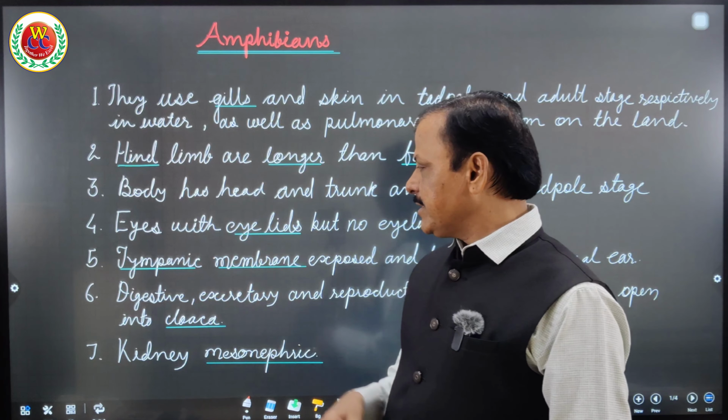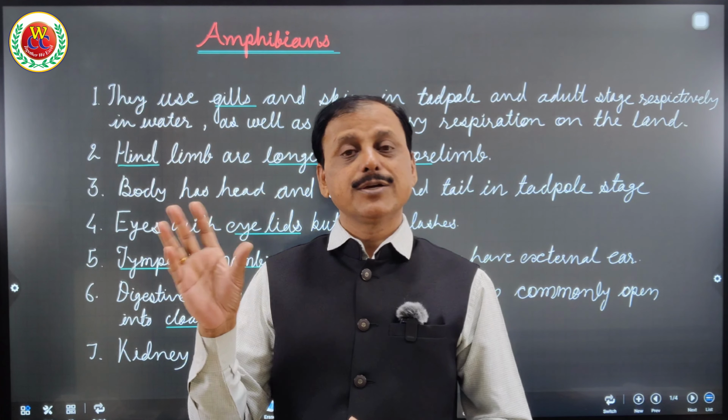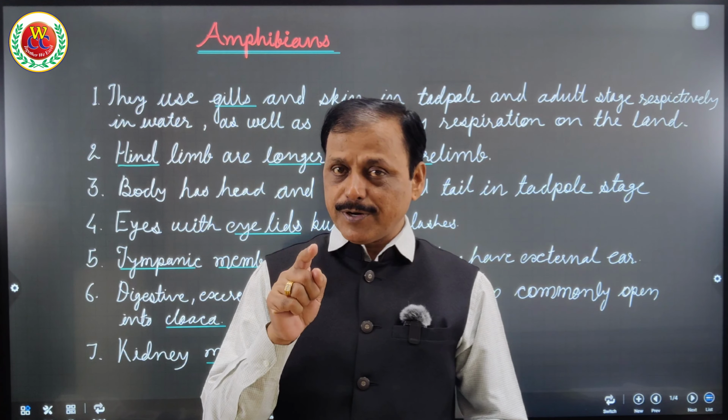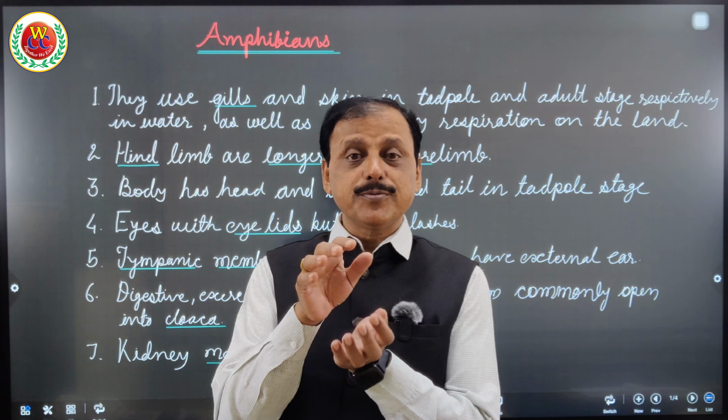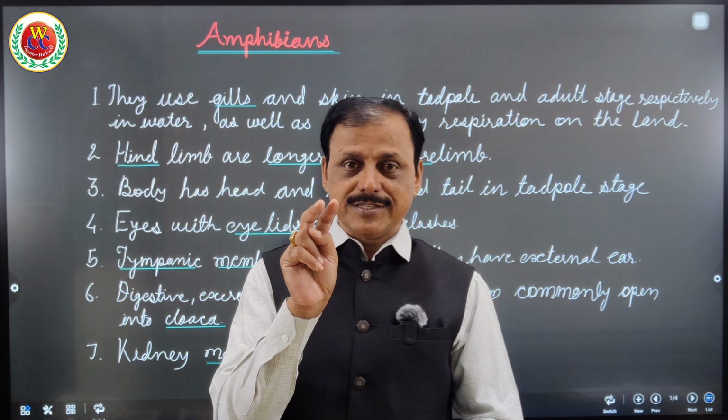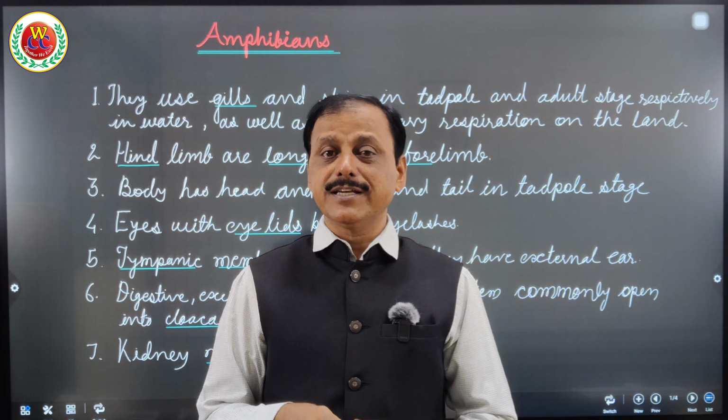Eyes with eyelids, they can close their eyes. Fish don't have eyelids, they cannot close their eyes. But a frog can close its eyes. That is very important. Moreover, the frog has evolved with a snout to have nostrils. In that snout, it is very clearly visible.